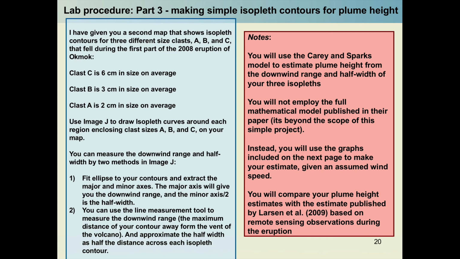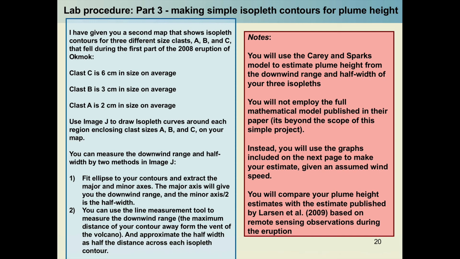You can measure the downwind range and half width by two methods in ImageJ. Make sure you set the scale so that it is in kilometers like you did with the isopach map. You can fit ellipses to your contours and extract the major and minor axes. The major axis will give you an estimate of the downwind range, and the minor axis divided by 2 is the half width.